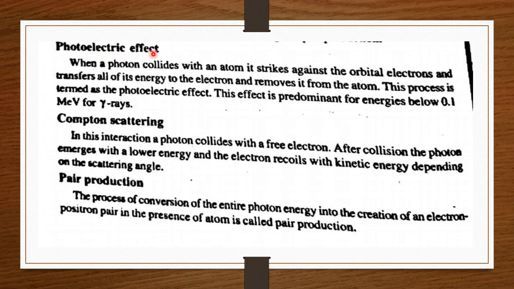So, what is photoelectric effect? You have studied this earlier, just go through it. When a photon collides with an atom, it strikes against the orbital electrons and transfers all of its energy to the electron and removes it from the atom. This process is termed the photoelectric effect. This effect is predominant for gamma ray energies below 0.1 mega electron volt.